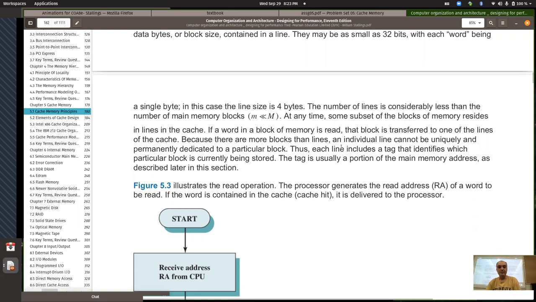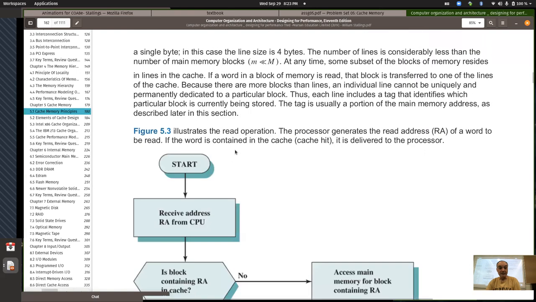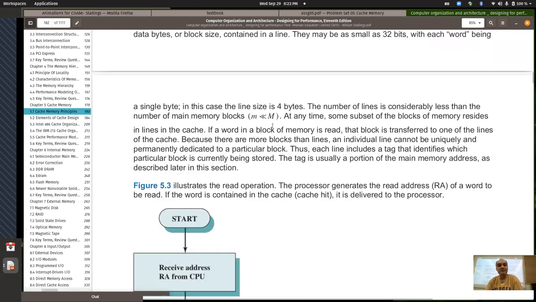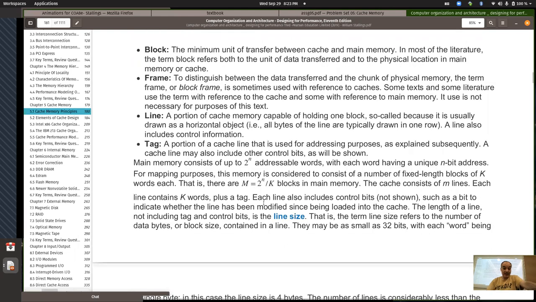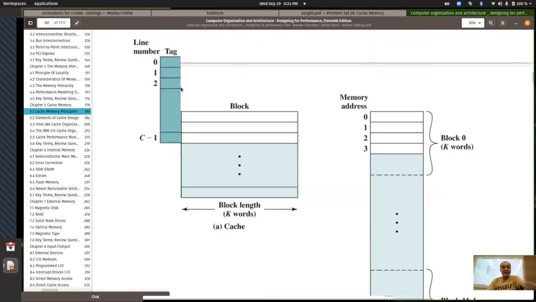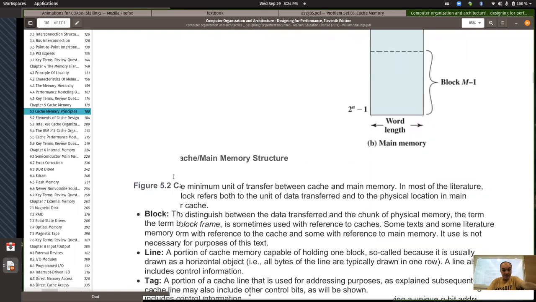This is important. Because there's more blocks than lines, there's typically many more of these blocks than we've got lines that can store them. Like they say, small m is much, much smaller than big M. Big M is the number of blocks in main memory, and little m is the number of lines that we have. I guess they use different notations sometimes in the textbook, so either c or little m here.